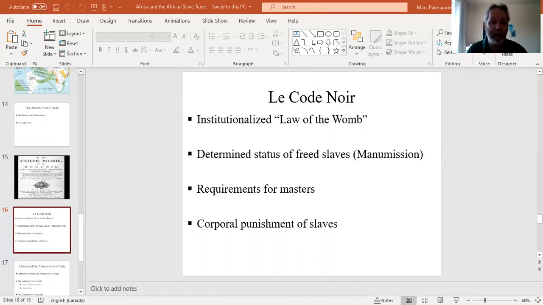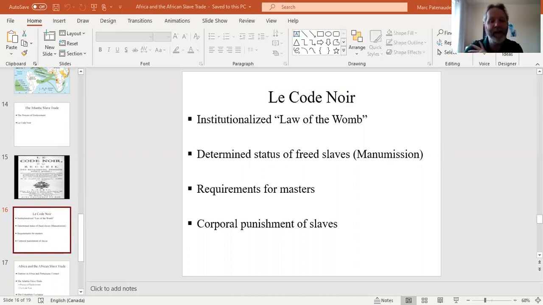If a child has a free mother, regardless if it's a free black, free white, if a child has a free mother, then that child would legally be free. So Le Code Noir 1685 institutionalized this idea of the law of the womb, an idea that will be copied in other European colonial powers.